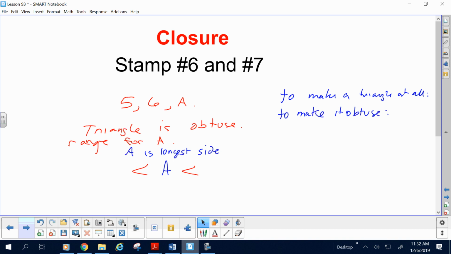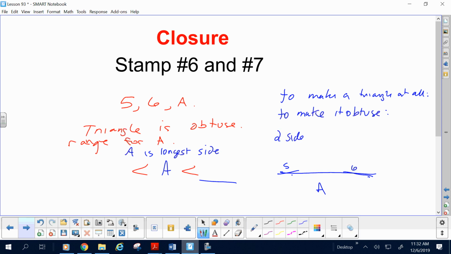In order for, so A, can A be so big that 5 and 6 don't even touch? No. It's got to be small enough. It can't be too big, so it's got to be less than what? So 5 and 6. The principle is two sides added must be greater than the third side. So it has to be less than 11. It cannot be 11.